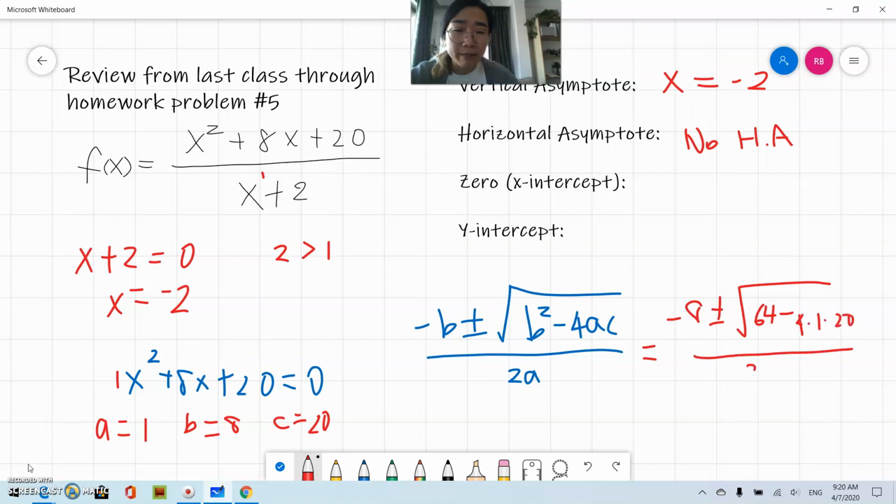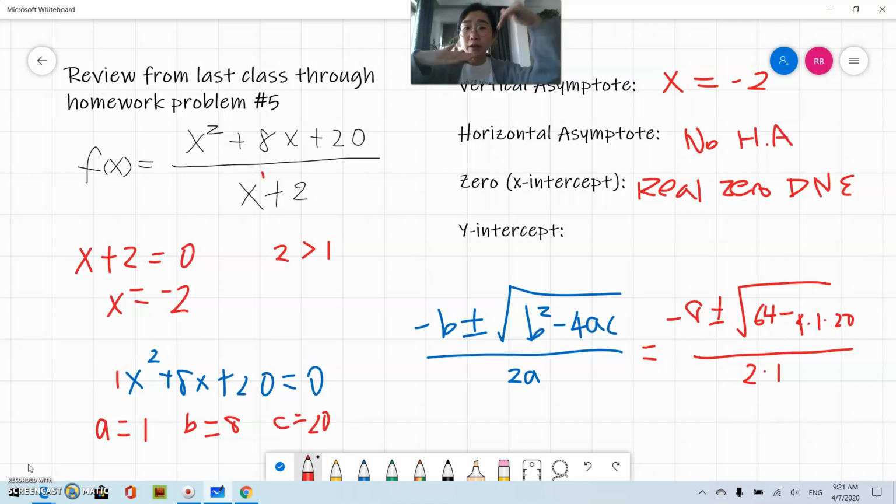Okay, at this point, I'm actually going to stop because you can see inside the square root, it's 64 minus 80, meaning that it's a negative answer. So there is no real zero. This one will give you imaginary zeros. So I will just say real zero does not exist. What that means is that your graph does not touch the x-axis. It's going to be either above the x-axis or below the x-axis, okay?